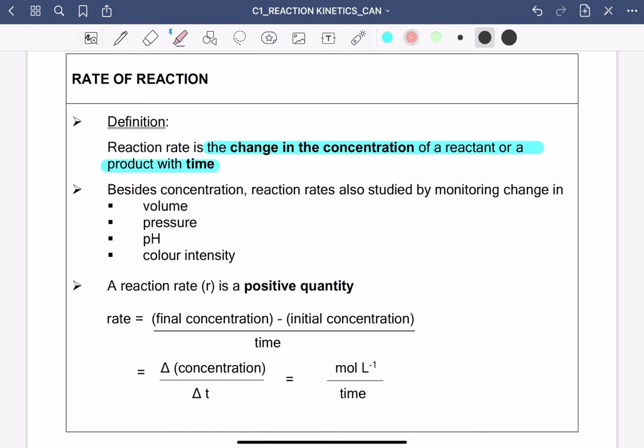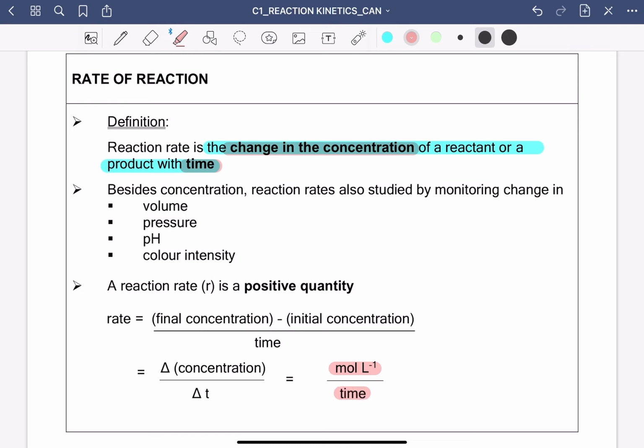The main things are the change of concentration and also the time. We are talking about concentration and we are talking about time. That is why, in the end, when we want to see the unit, we are going to have mole per liter, which is the concentration, over time.